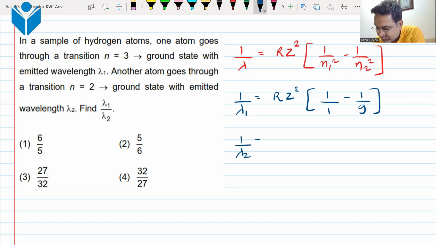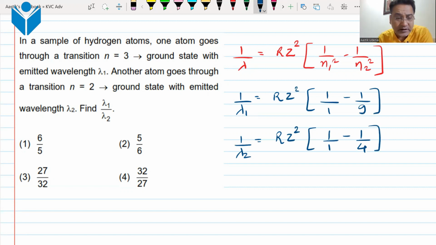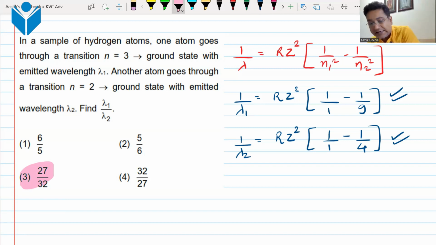1 by lambda 2 will be equal to again R Z square. N1 is 1. N2 is now 4. You just have to find out the ratio. In the first case, it is going to come as 8 by 9. In the second case, it is going to come as 3 by 4. When you find out lambda 1 by lambda 2, and don't make a mistake in dividing, because if you make a mistake in dividing, you might get 32 by 27. The answer is 27 by 32.